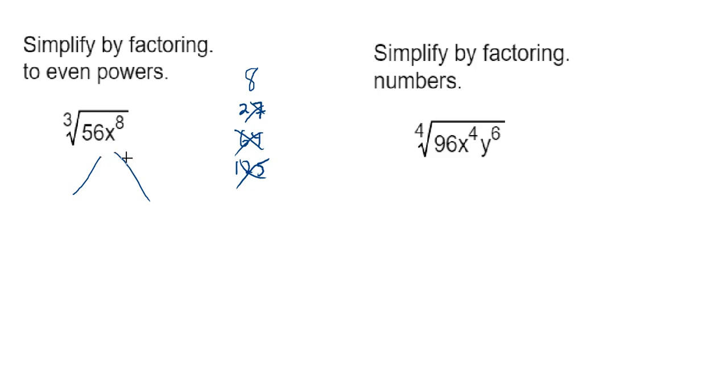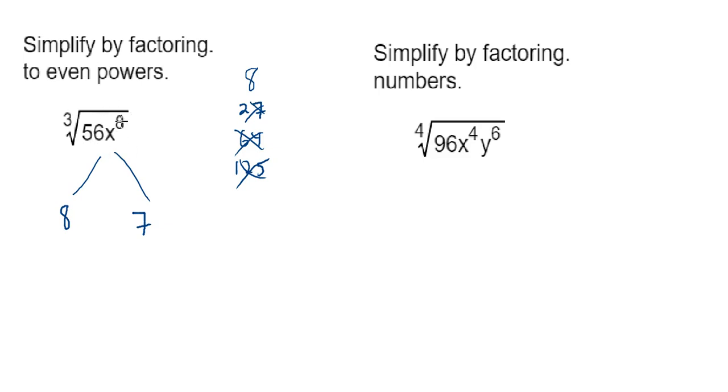And we can, right? For 56, that can be written as 8 times 7. We'll put 8 in the good pile because we can take the cube root of 8. It simplifies to 2. And then we put 7 in the bad pile because it won't simplify. We'll do the same thing with x to the 8th power.